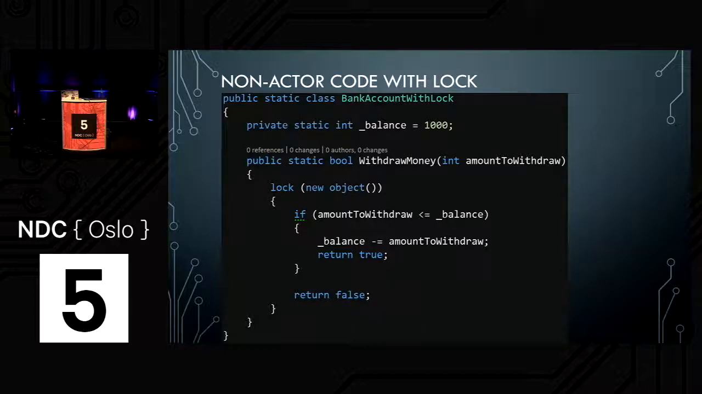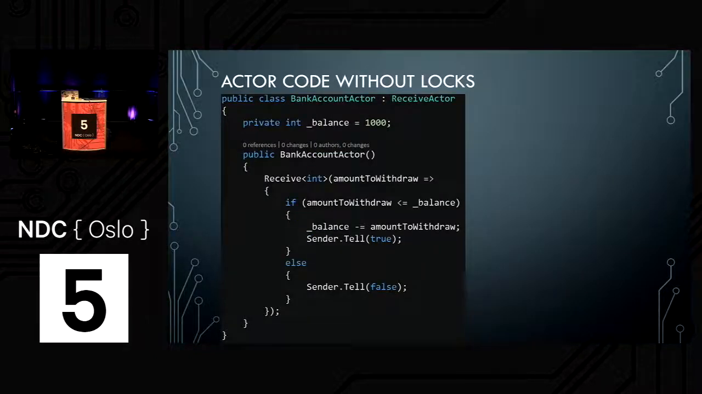So what we can do instead, if we implement this as an actor, we have the exact same algorithm, but instead of a method, we receive a message, which in this case is just a simple int. And the beauty of this is that because only one message is processed at a time, you'll never be able to send in two things simultaneously and overdraw the account.